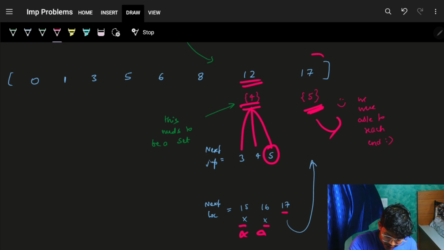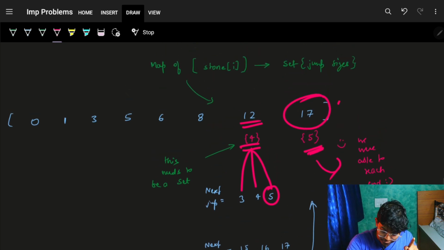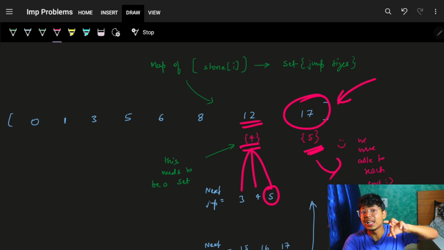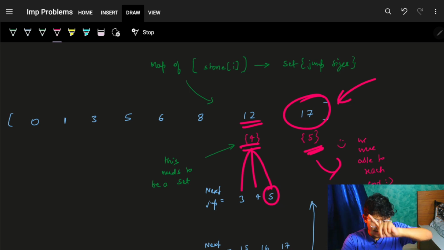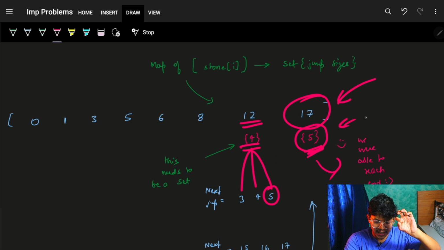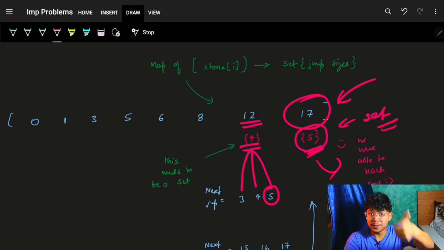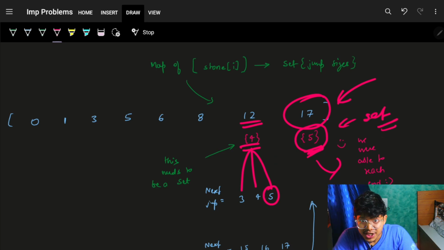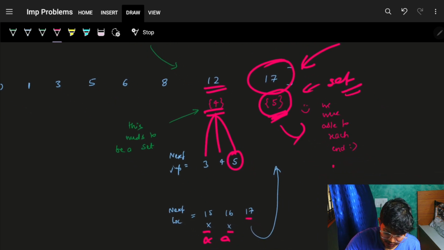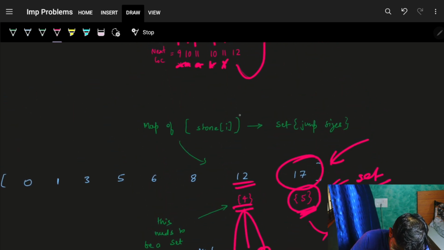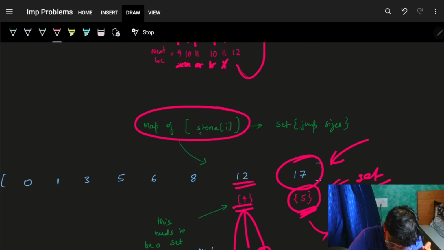Now with this, in the end you will check for the last location, which means for the last stone, were you able to have something in its entire set? If you have, which means you were able to reach the last location, simply return true. So now you will keep the map from stone of I.